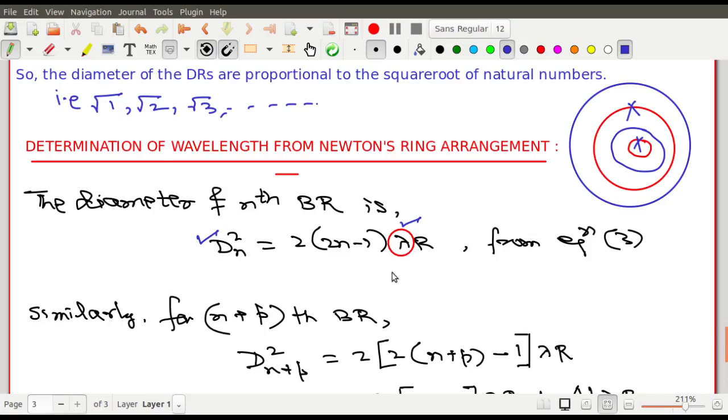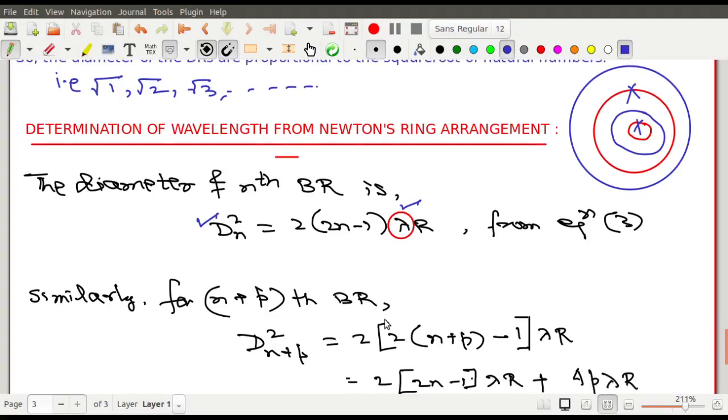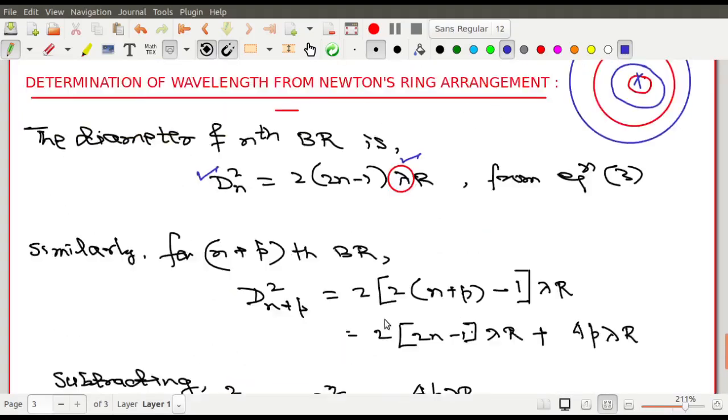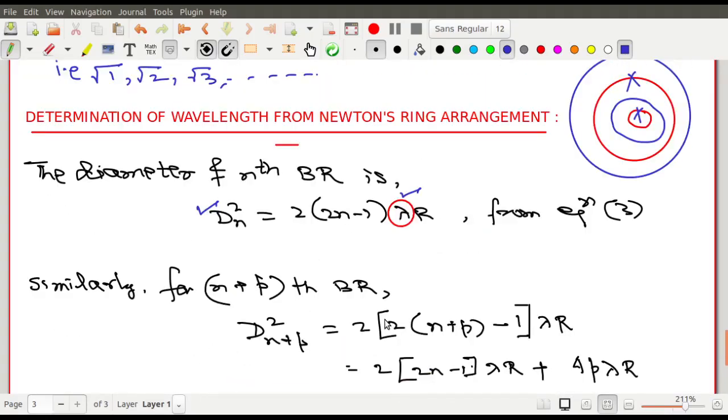So then why do we take the nth and the (n + p)th ring? That's a very interesting point. In practical vivas this is actually asked: in the Newton's ring experiment, why do you use this type of arrangement, and why do you calculate the nth ring and the (n + p)th ring, ending up with this complicated formula, when you can just calculate it from this equation 3 only? I guess it is not equation 3, it is equation 4. This can be done easily from equation 4.